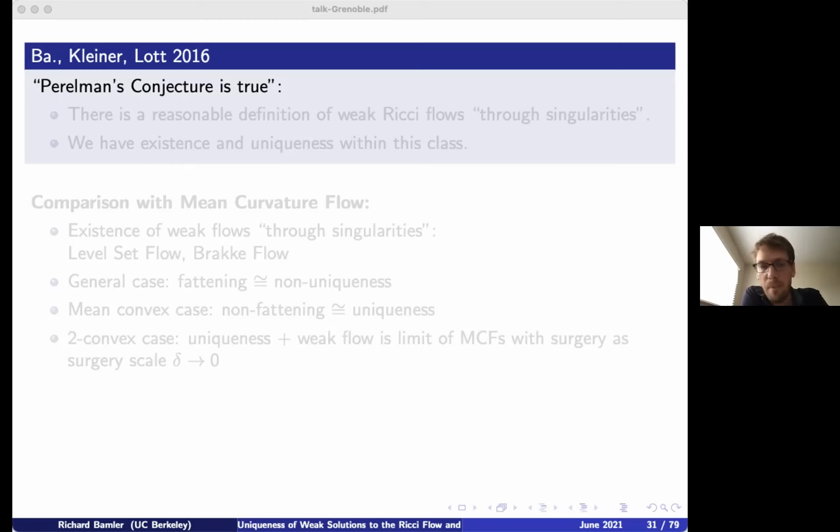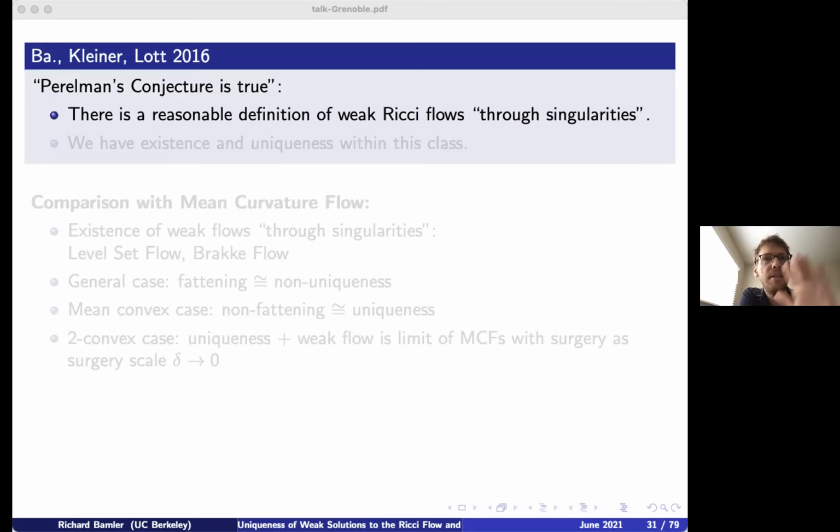More or less what I'll try to convince you is that there's a reasonable definition of weak Ricci flows that flow through singularities, that automatically do the surgeries. We don't have to perform any surgery by hand, so they seem to be more canonical. And then within this class, we have existence and uniqueness. Given an initial condition, there is exactly one such flow that flows through singularities.